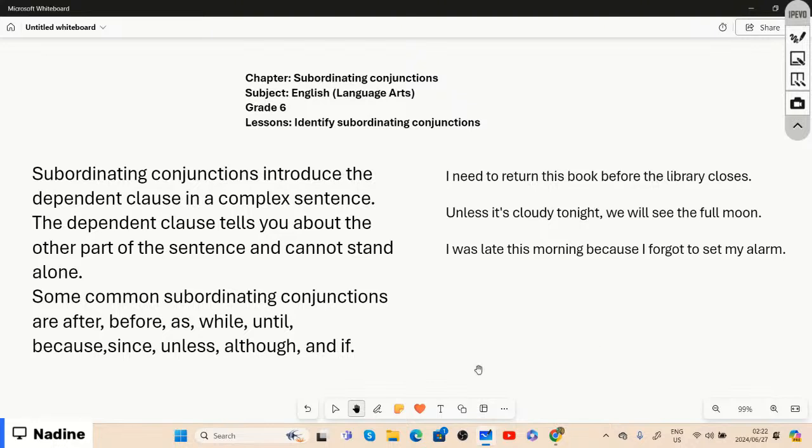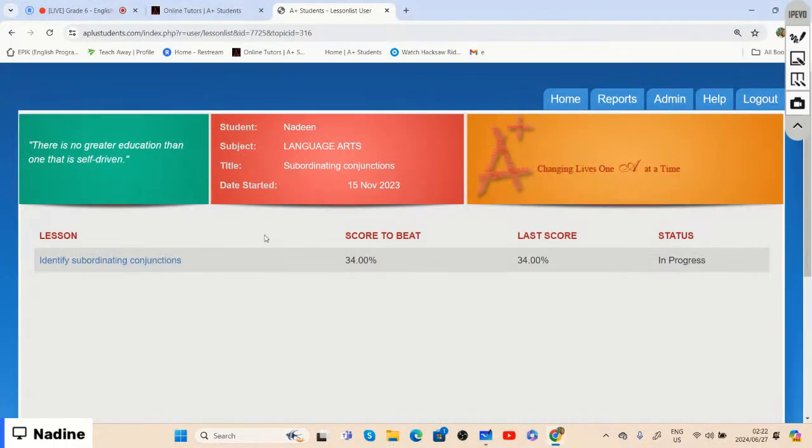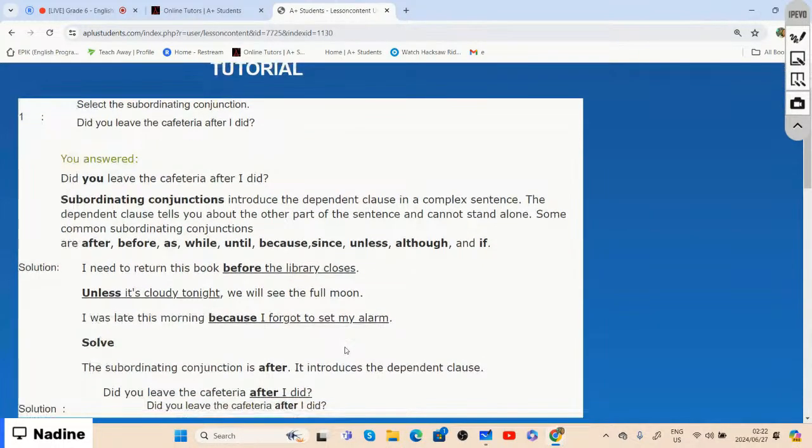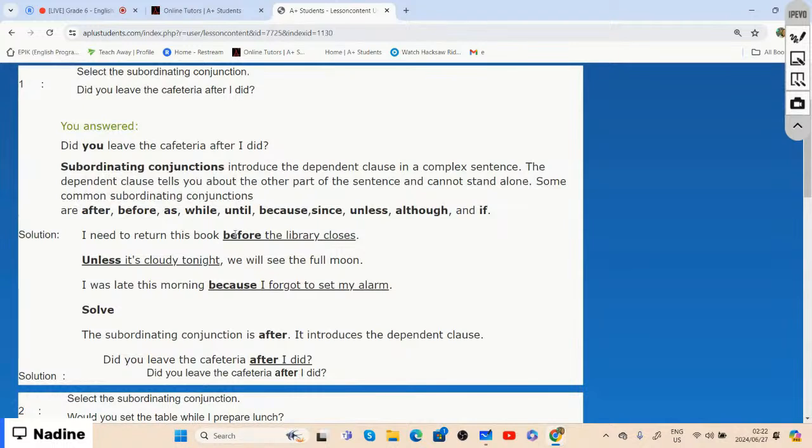All right. So now we're going to aplusstudents.ca. And we said our chapter is subordinating conjunctions, and the lesson that we are going to be focusing on is to identify subordinating conjunctions. And like our earlier example, there we have before, unless, and because, which are the conjunctions that we had identified.